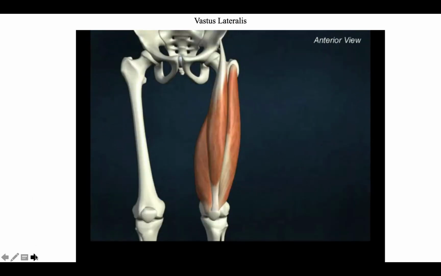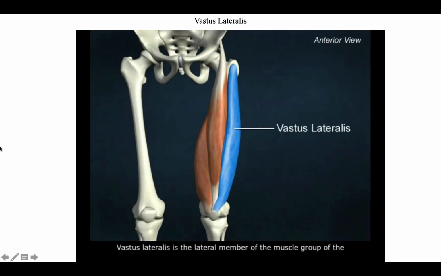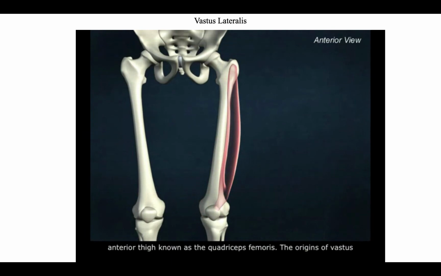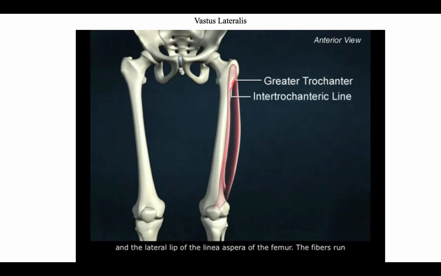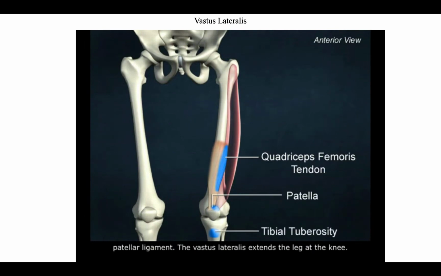Let's go to the next muscle, the vastus lateralis. Vastus lateralis is the lateral member of the muscle group of the anterior thigh known as the quadriceps femoris. The origins are from the greater trochanter, the intertrochanteric line, and the lateral lip of the linea aspera of the femur. The fibers run inferiorly to insert onto the quadriceps femoris tendon, the superior and lateral borders of the patella, and to the tibial tuberosity via the patellar ligament.